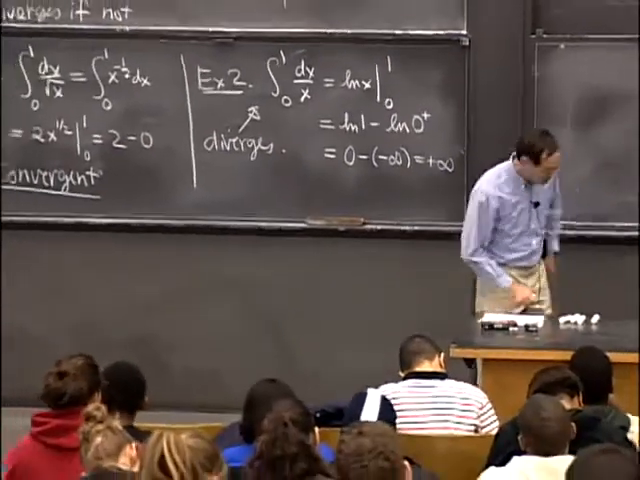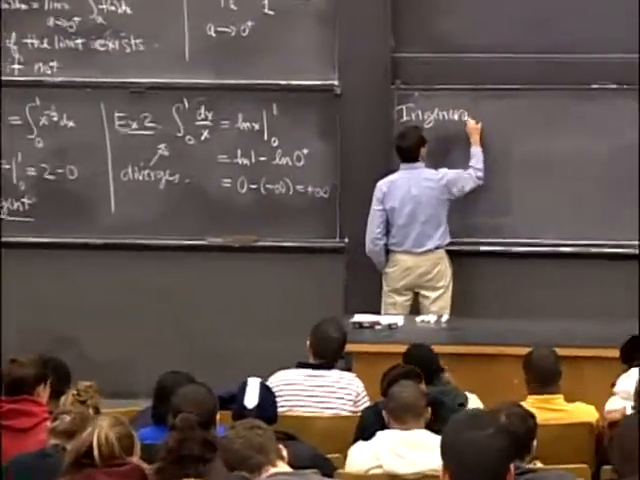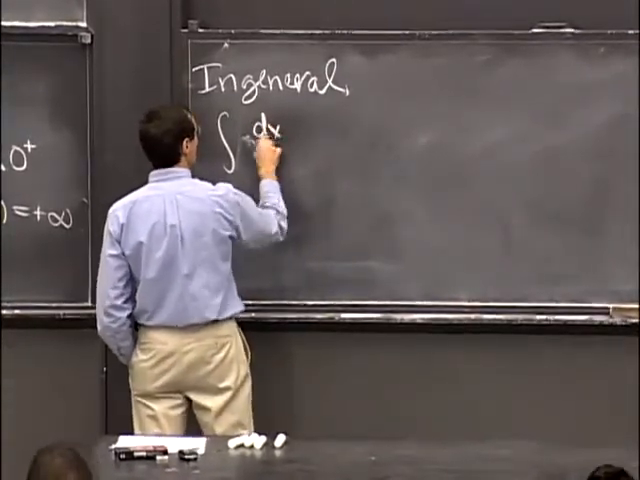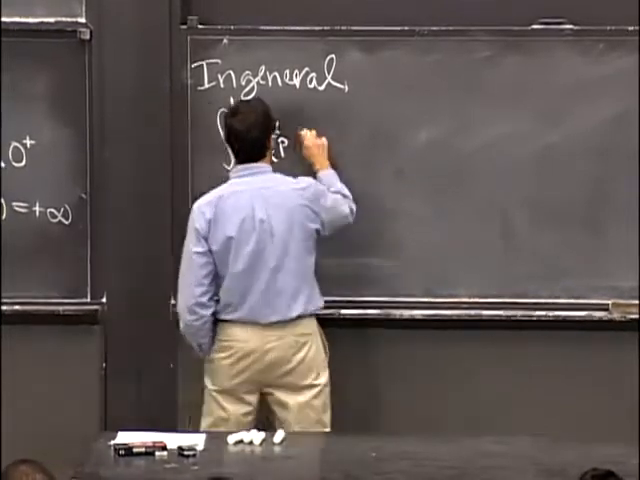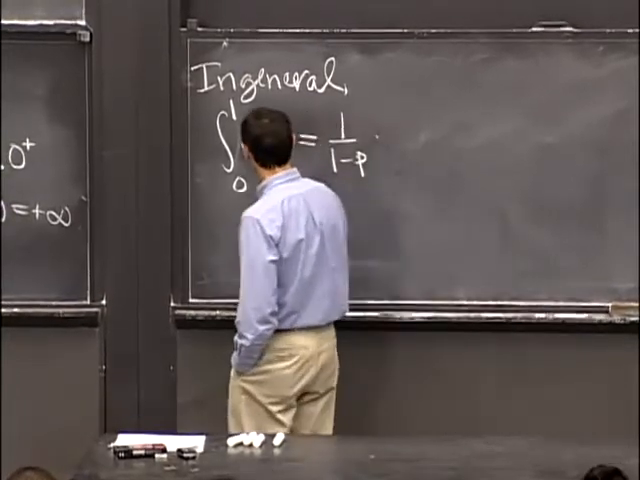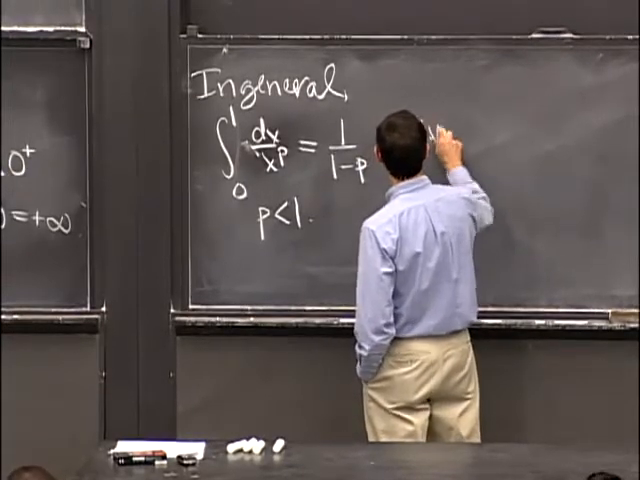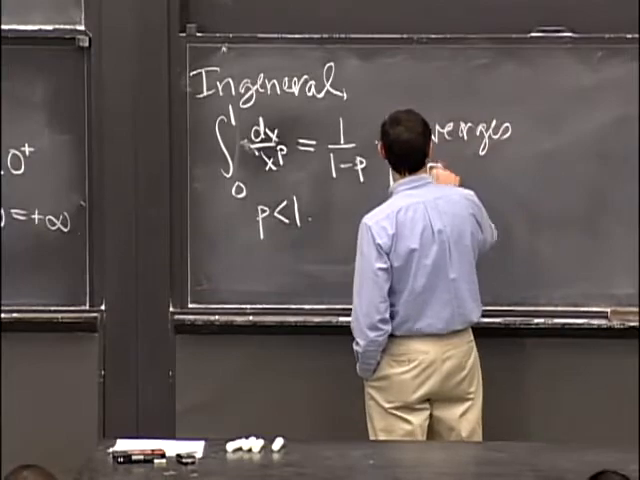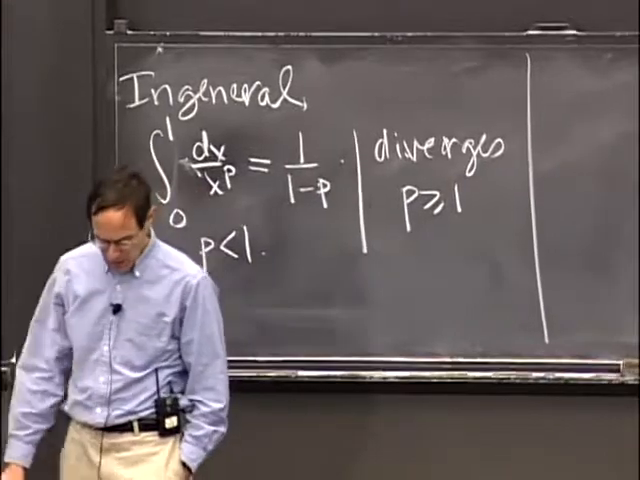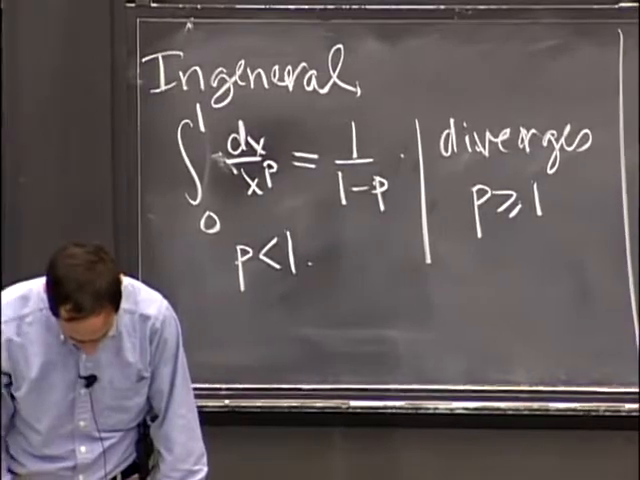All right, so more or less in general, for powers anyway, if you work out the integral of dx over x to the p from 0 to 1, what you're going to find is that it's 1 over 1 minus p when p is less than 1, and it diverges for p bigger than or equal to 1. Now that's the final result. If you carry out this integration, it's not difficult.